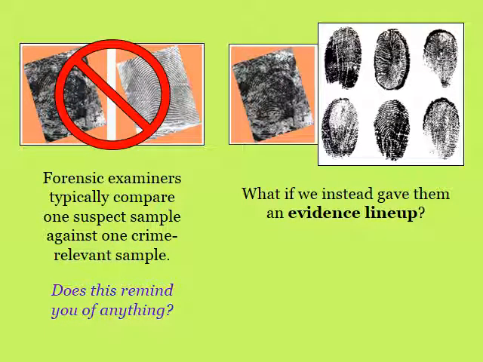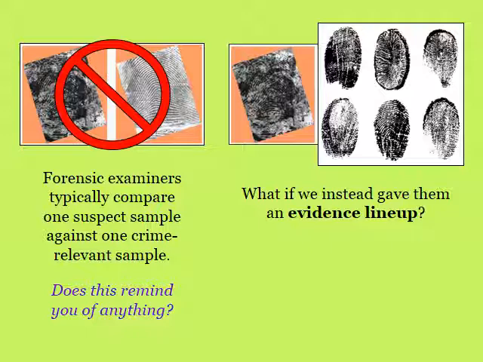evidence lineup. So that instead of comparing the fingerprint from the crime scene against one suspect's fingerprint, we show them 6 fingerprints, just like a lineup. One of these fingerprints, they don't know which one, belongs to the suspect, and the other 5 fingerprints are fillers. We know that the fillers don't match the crime scene, right? Maybe the fillers come from people who are already incarcerated or from people who are deceased, for example.